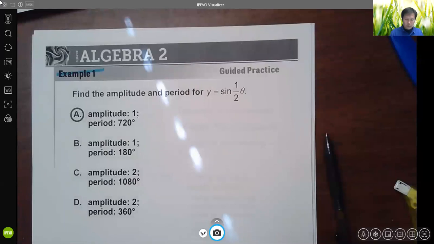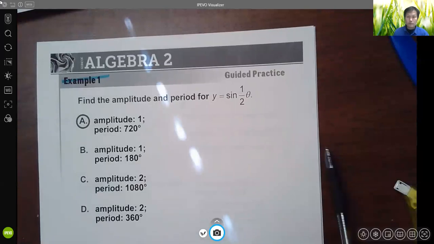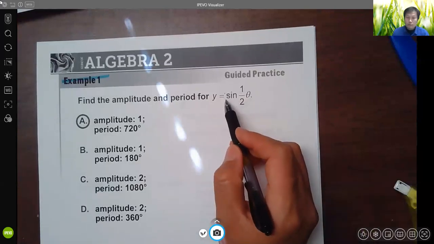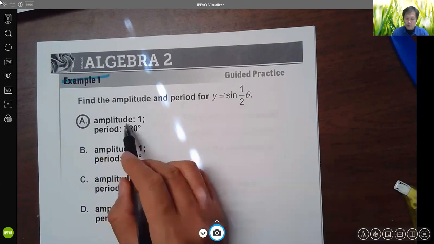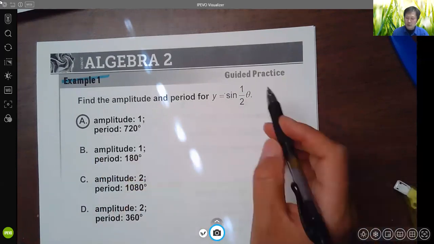Okay? So I want you to try this by yourself, pause it, try it by yourself. Okay, here's the A value, which I don't see any number, meaning coefficient is 1. A is 1. So absolute value of 1 is 1. So amplitude is 1.